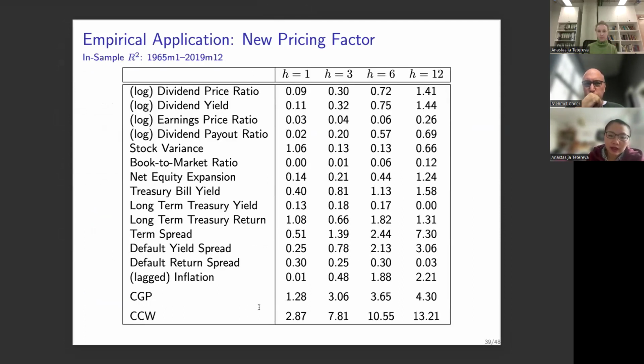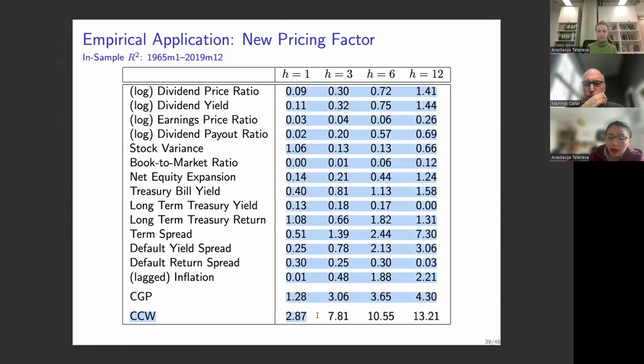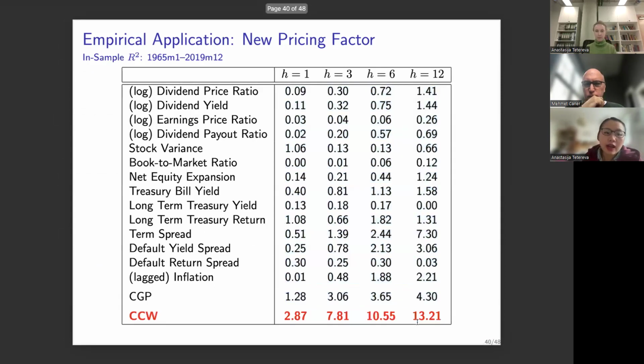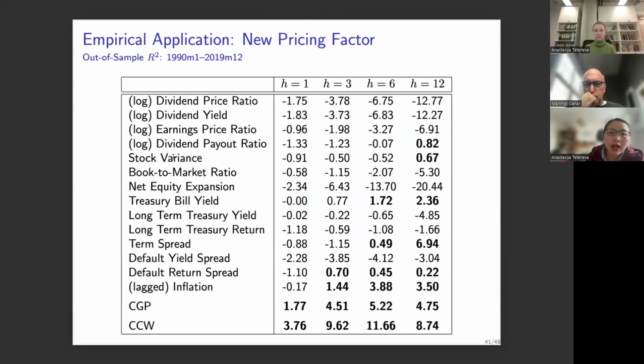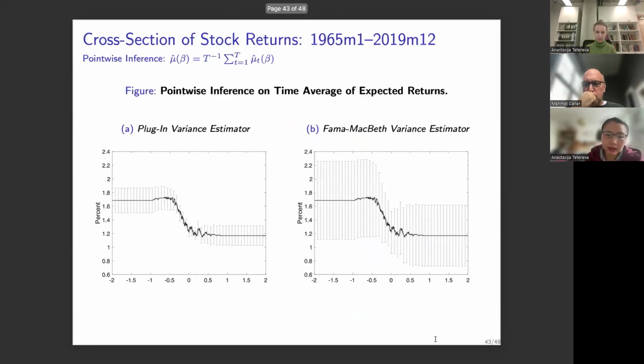So essentially, we run many prediction regressions, and I find that the CCW factor has very strong prediction power for cross-sectional returns compared to all the above-listed style factors, both in terms of the in-sample R-square and the out-of-sample R-square. So it has very good prediction power.